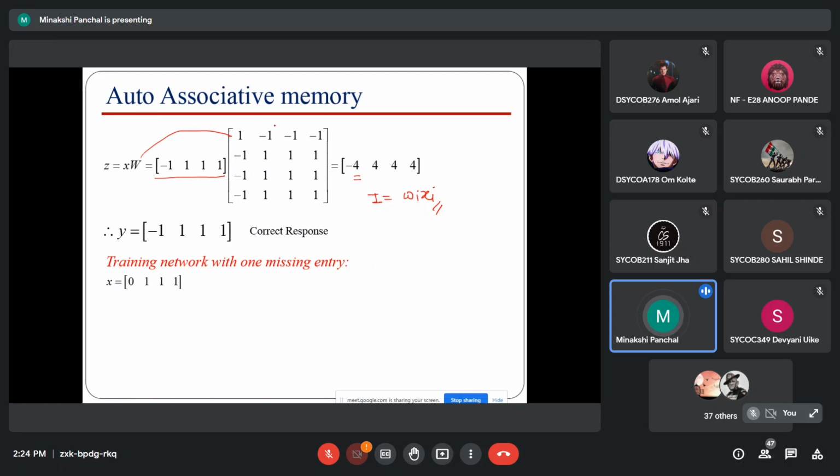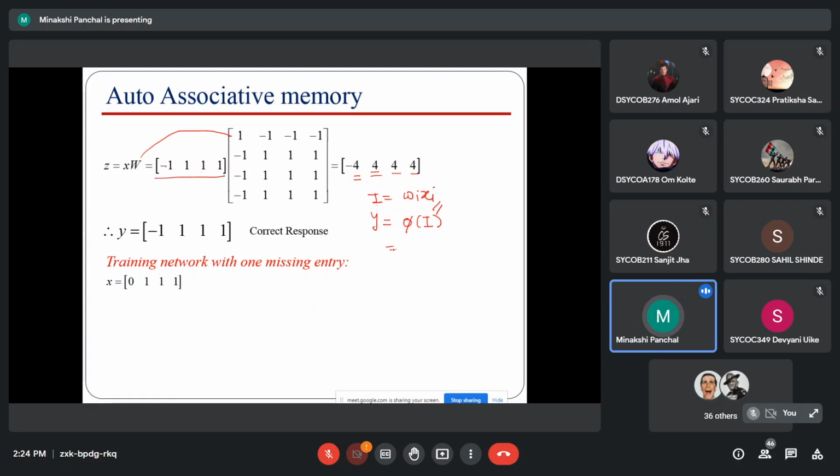Now first row, second column. So it gives me -1, minus minus plus 1, 1, 1, and similarly the other numbers are 1. So 4, and with the same rows and columns I am getting 4 and 4. What is this? This is nothing but I. If you remember, now you are applying the activation function: y equals phi of I.